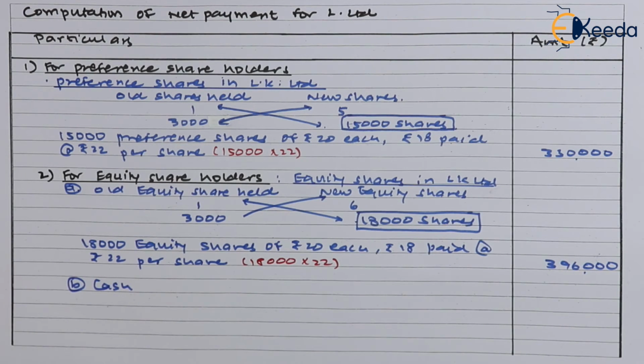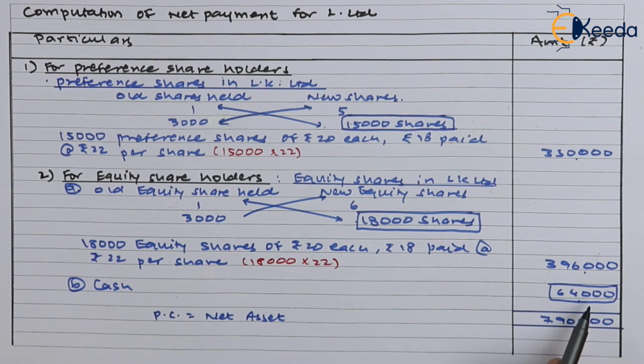Sir, how will I get the balance PC? I will first record here net asset PC and I will get the balancing figure. So friends, here the balancing figure cash is 64,000. In this way, we have calculated PC for L Limited also. Now a simple work we have to do. We have to close the books of both the companies.